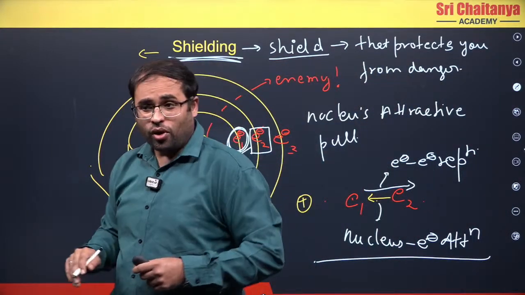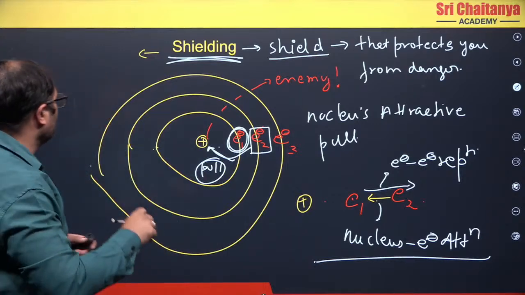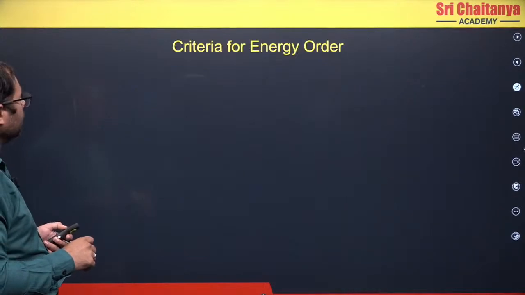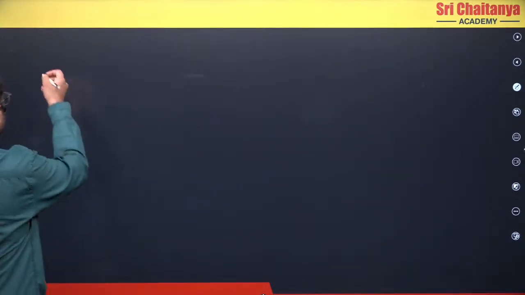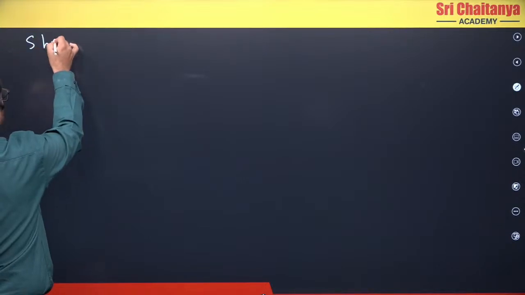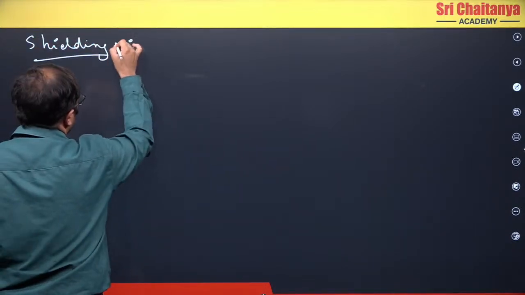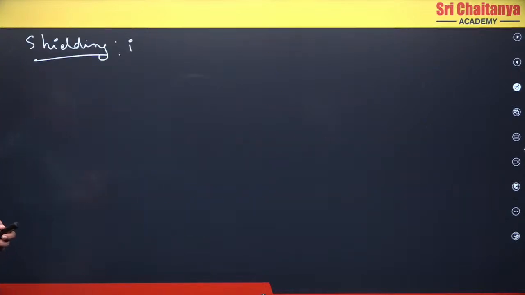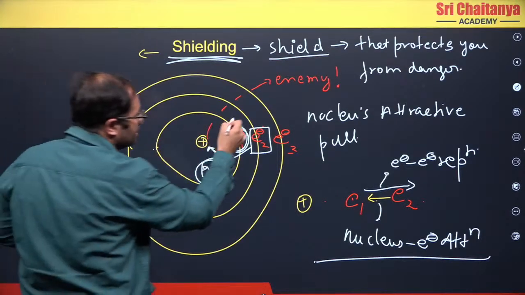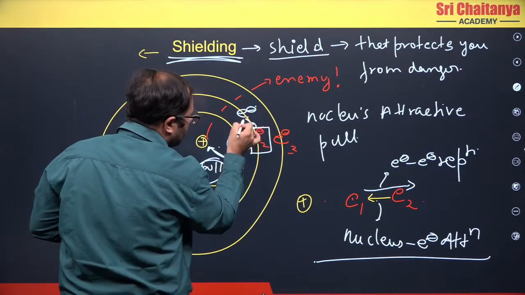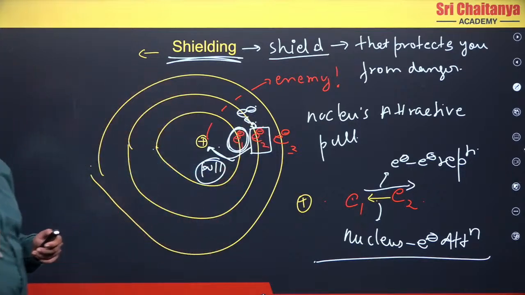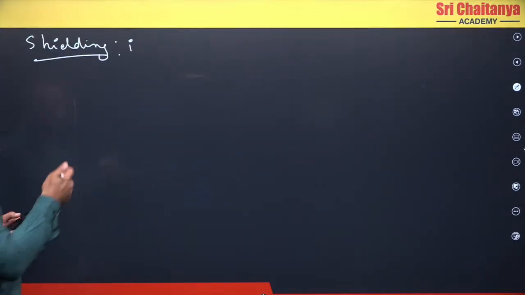The inner electrons, let me just define it in the next slide. Okay, let us do it here. If I want to define shielding, this shielding not only happens by the inner electron; if there is an electron here also, this also repels and actually protects it from nucleus pull.